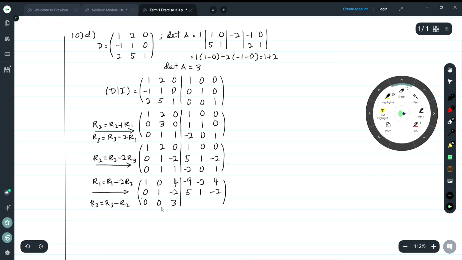Okay, so row 3 minus row 2. How do we get this 3? Row 3 minus row 2. So 1 minus negative 2.